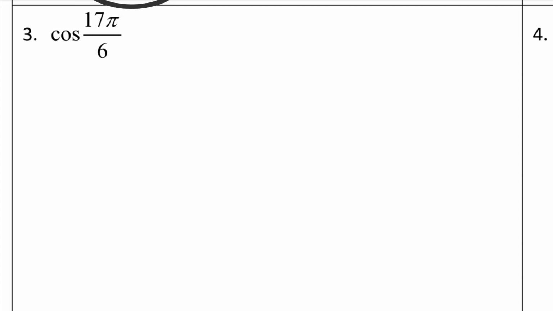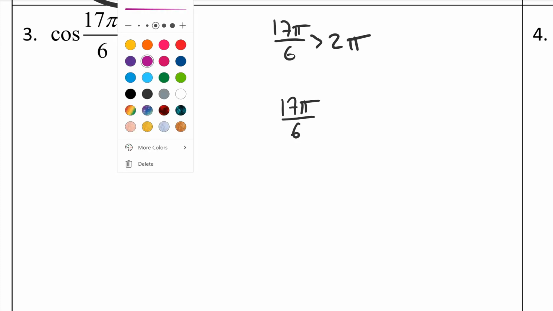Now, this is where we want to use part A. 17 pi over 6 is larger than 2 pi. It's almost 3 pi. So what we want to do is get it smaller than 2 pi. Well, we want to get a coterminal angle. So we take 17 pi over 6 and since it's bigger than 2 pi, why don't we just subtract out 2 pi?